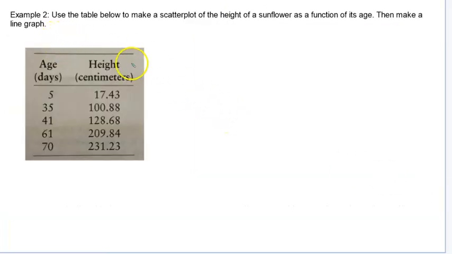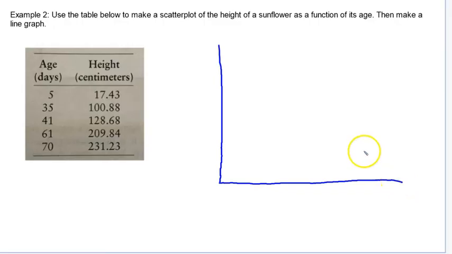Okay, well, here's an example for us to do. Here's the table, and let's make a scatter plot, and then we will turn that into a line graph. So looking at our age in days, I'll go ahead and label the x-axis, and I have a low value of 5 and I go up to a high value of 70, so I'm just going to make these in intervals of 10.